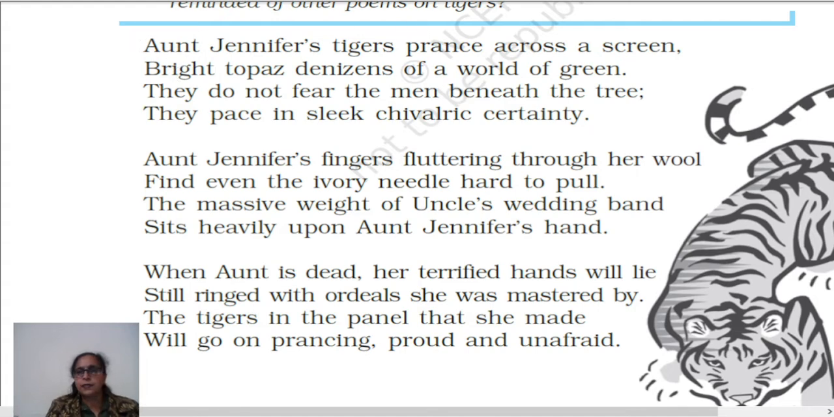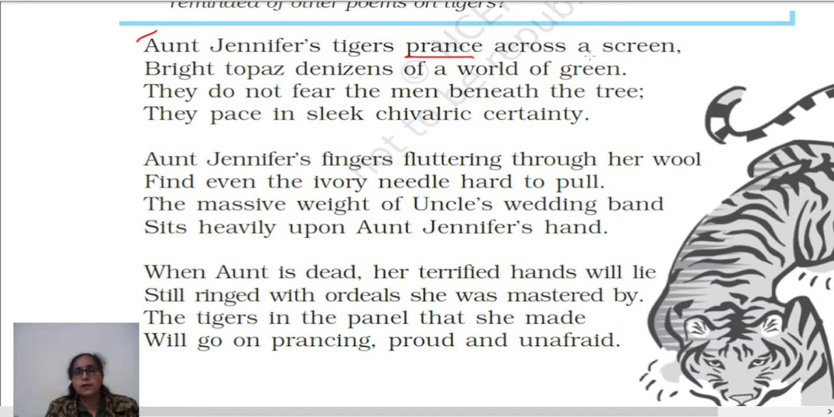So the poet here says that Aunt Jennifer's tigers prance across the screen, bright topaz denizens of a world of green. They do not fear the men beneath the tree. They pace in sleek chivalric certainty. Here in this first stanza, we are getting the description of the tigers that are made by Aunt Jennifer. Aunt Jennifer's tigers prance across the screen. That means they move across the screen, they walk in certainty.